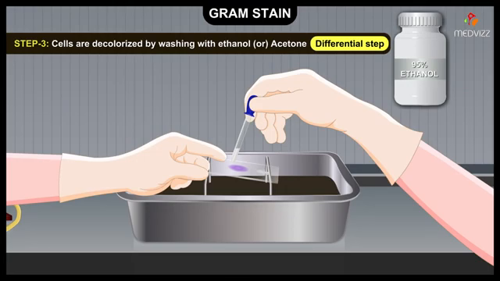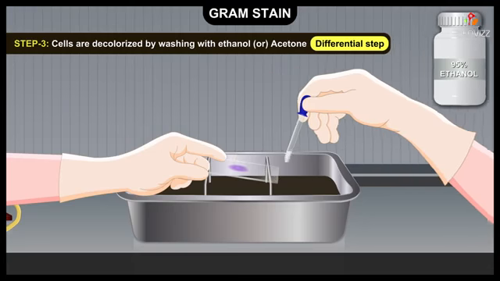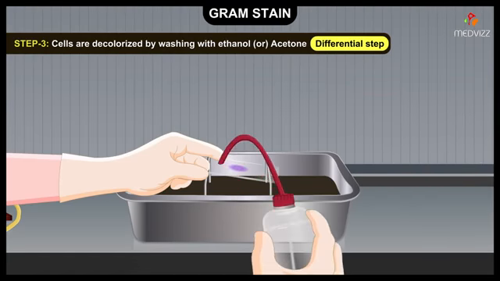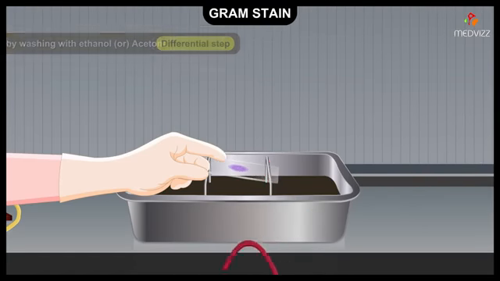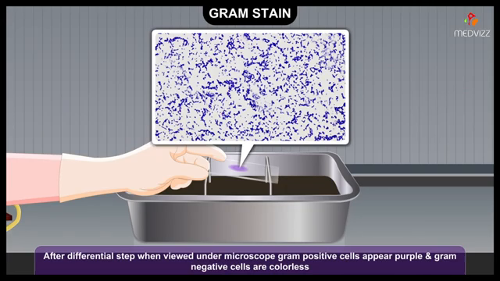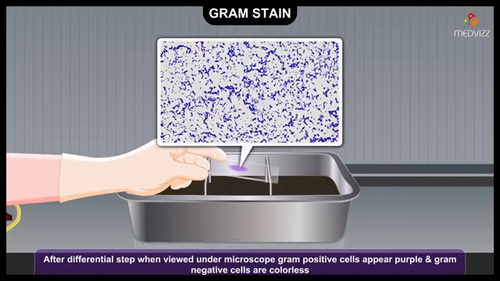Even gram-positive cells can lose the crystal violet iodine complex during prolonged excessive decoloration. Excess ethanol is then washed off with water. When viewed under the microscope, gram-positive cells appear purple and gram-negative cells are colorless.